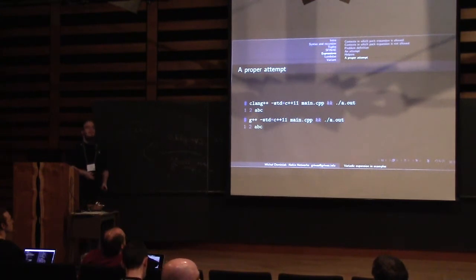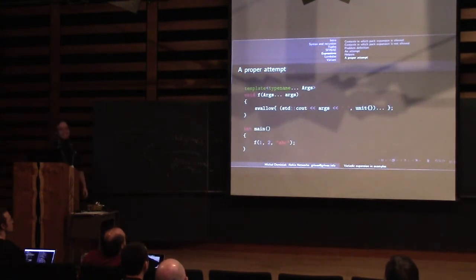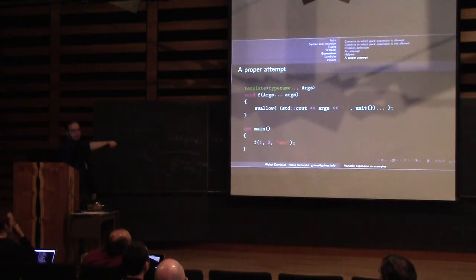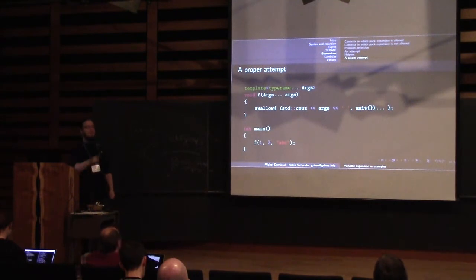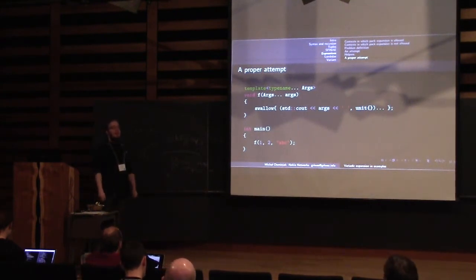Question? I kind of missed how that works. How does that impose an order? The standard specifies that the order of evaluation of arguments here, due to the braced syntax, is from left to right. Okay, that's what I was missing. Thanks. It's a braced initialization, but there is no initializer list involved.